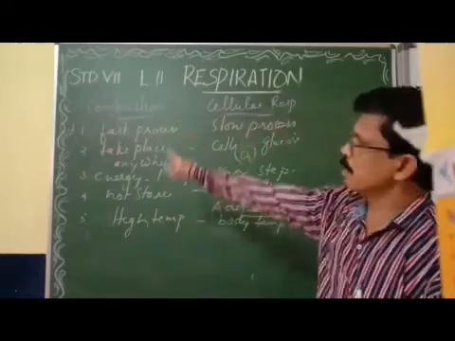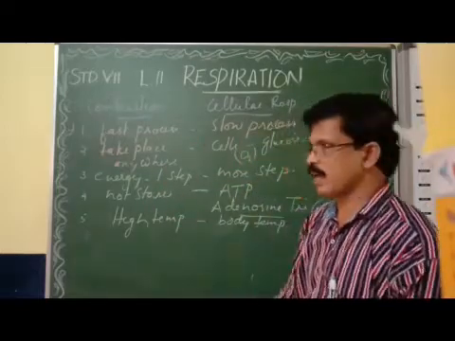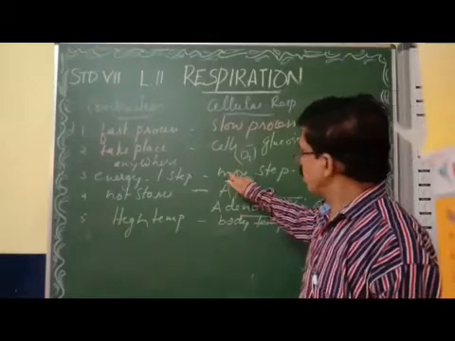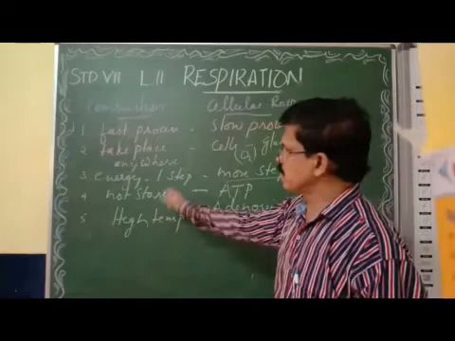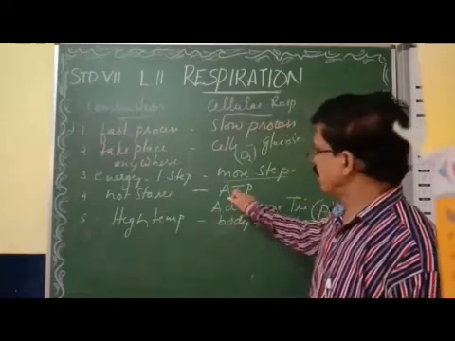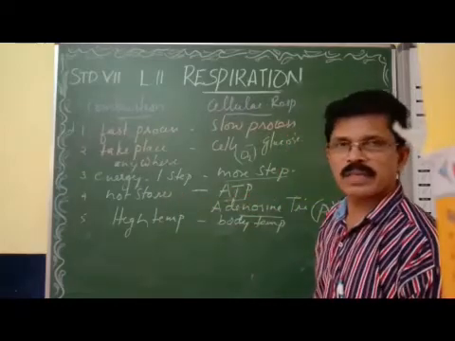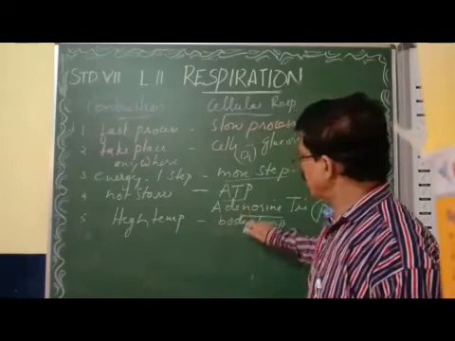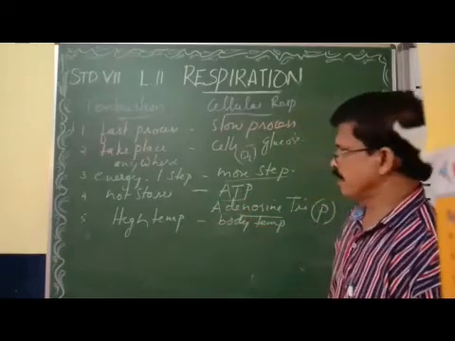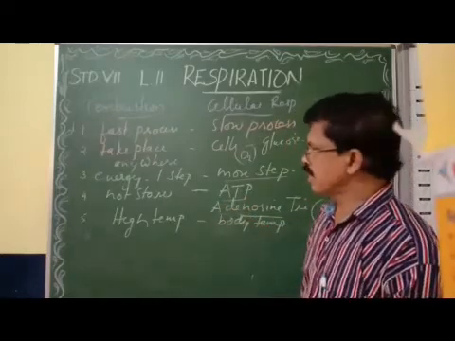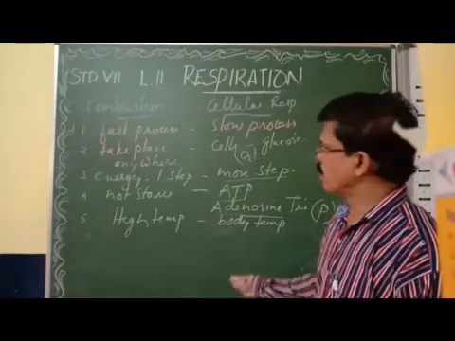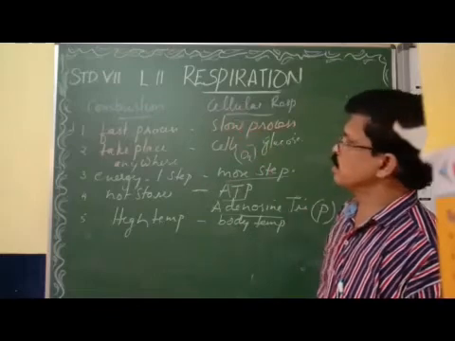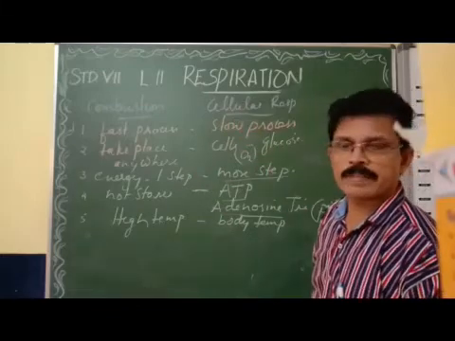Energy released in combustion is in a single step at a time, whereas in cellular respiration, energy is released in many steps. Combustion does not store the energy, but here it is stored. What is the form of ATP? Adenosine triphosphate. Combustion takes place at high temperature, whereas cellular respiration takes place at body temperature. These are the major differences between combustion and cellular respiration.